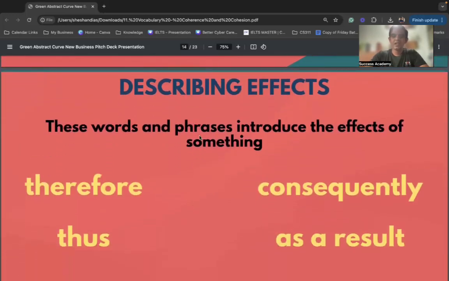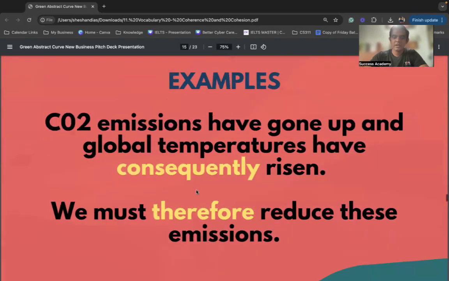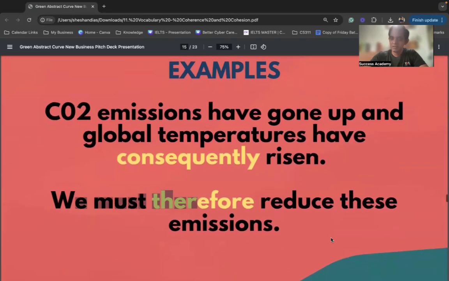If you're describing an effect of something: therefore, furthermore, consequently, as a result of. Describing an effect means when something happens and something else happens because of that, we can use these phrases or words, right? Therefore, thus, consequently, as a result of. Carbon dioxide emissions have gone up and global temperatures have consequently risen. We must therefore reduce these emissions.